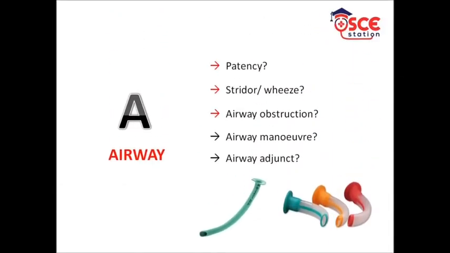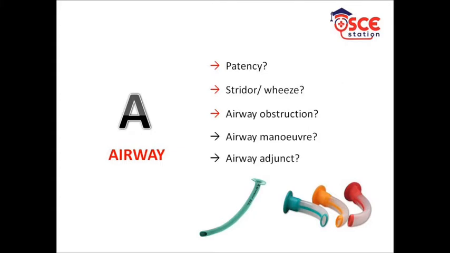Starting with A, we first assess the airway and its patency. If the patient is talking, then the airway is patent. Listen out for any added sounds, such as inspiratory stridor or an expiratory wheeze. We also want to look for signs of airway obstruction. This could include paradoxical chest and abdominal movements, otherwise known as seesaw respirations, and any use of accessory muscles.